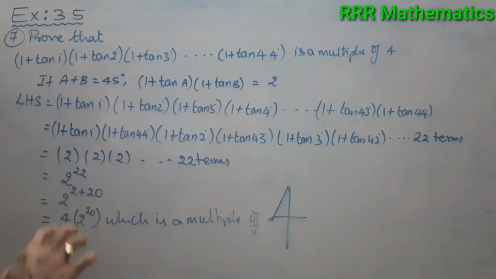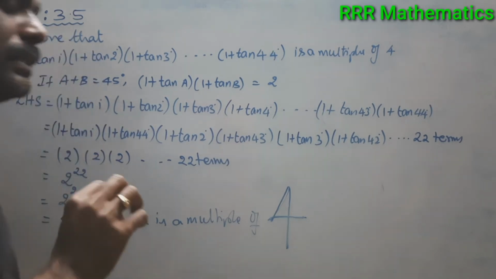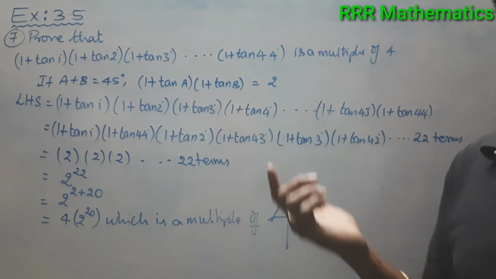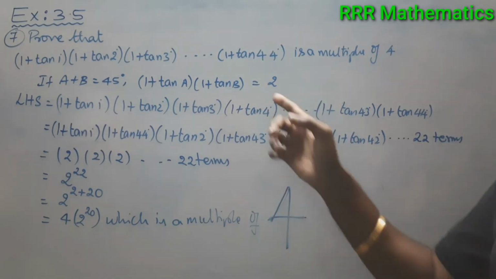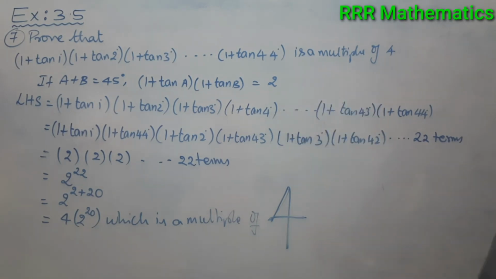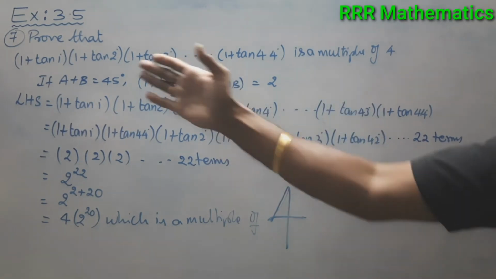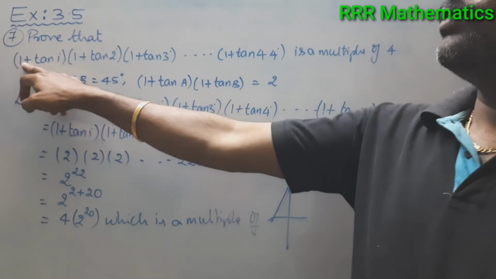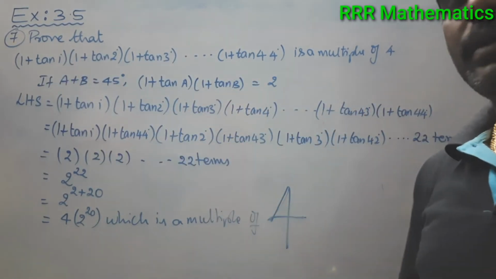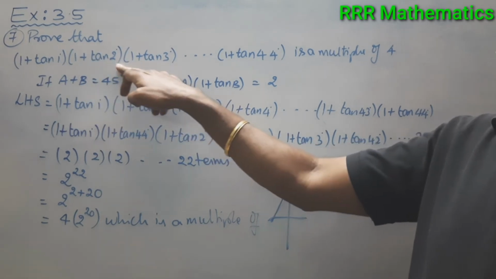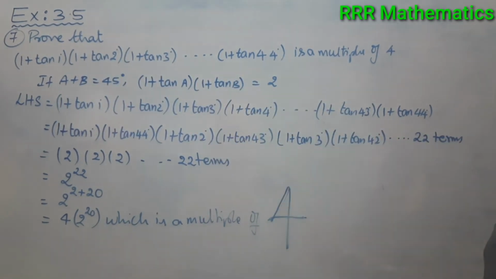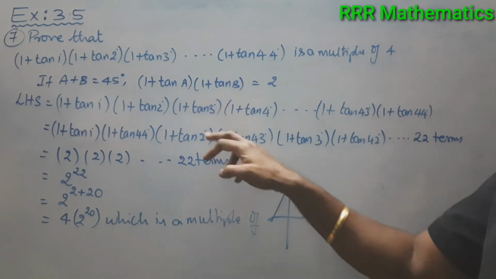Very simple. So I am using the relation: if a plus b is 45, then I can write (1 plus tan a) into (1 plus tan b) equal to 2. Already we proved this result in the previous problem of the same exercise, so I use the result. Here I am going to make pairs from the question: (1 plus tan 1 degree) into (1 plus tan 44 degree), because 1 plus 44 gives 45. Similarly (1 plus tan 2 degree) into (1 plus tan 43 degree), whose sum is 45, 2 plus 43. Again I can make a pair.